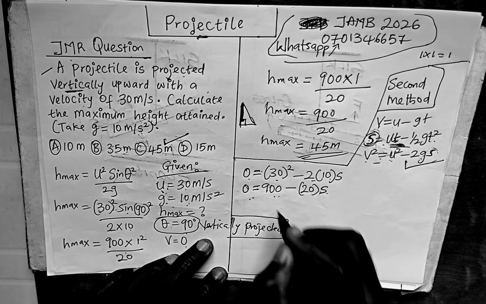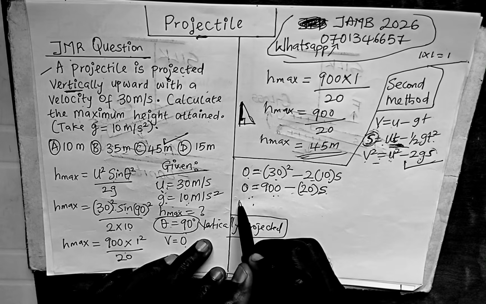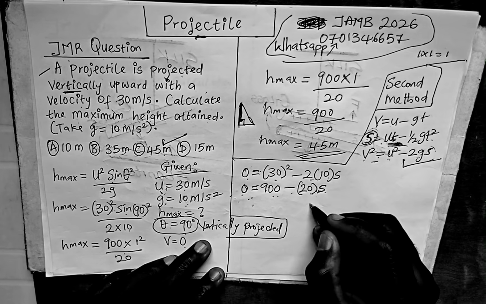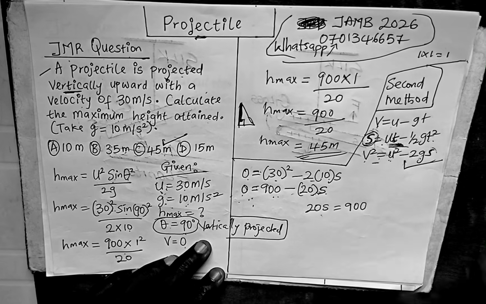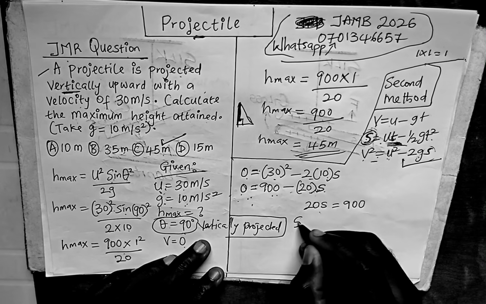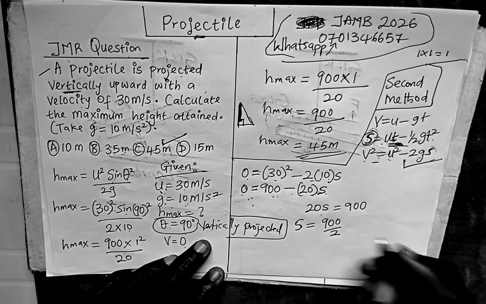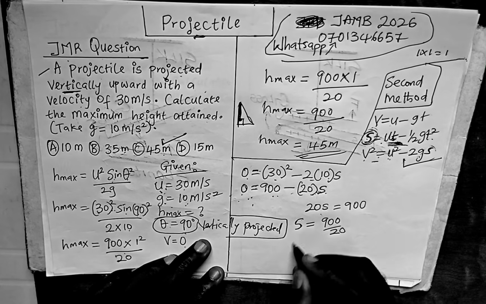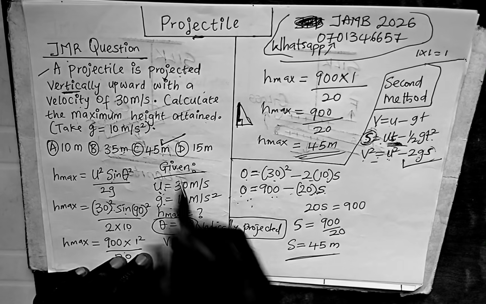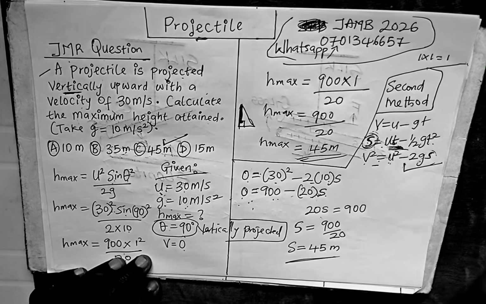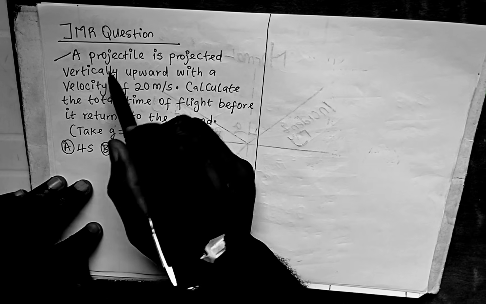So if you do it like this, you move this one to this side. You move this 20s to this side. You are now left with 20s equal to 900. Then you divide both sides. When you divide both sides, you are going to get s. Okay, s is equal to 900 over 20. We want to follow mathematics rules now. So when you divide 900 by 20, you are going to get s is equal to what? 45 meters. That's your final answer. So you can see it is still the same answer. This is the second method of solving it. Two methods, the same what? Answer. All right.